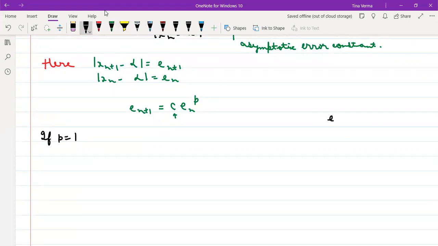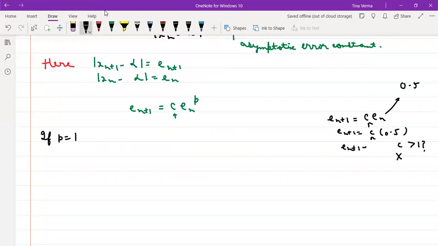अगर आपका p 1 है, तो मतलब एरर आपका n plus 1 इटरेशन पे क्या है, c times the error at n iteration. तो c की वैल्यू, अब आपने कहा मेरा एरर 0.5 था n इटरेशन पे, तो e_{n+1} इटरेशन पे क्या होगा, c times 0.5. तो अगर हमने क्या कहा कि c की वैल्यू क्या मेरी 1 से बड़ी हो सकती है, नो. Why? Because if it will be greater than 1, the error at n plus 1th iteration will be greater than the error at nth iteration. That means if your p is 1, obviously, then you will have c should be less than 1, or it can be equal, because if it will be equal to 1, that means your error is not reducing. Then you will say the sequence is linearly convergent.